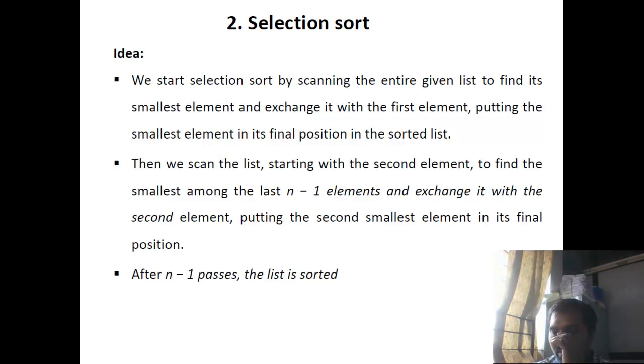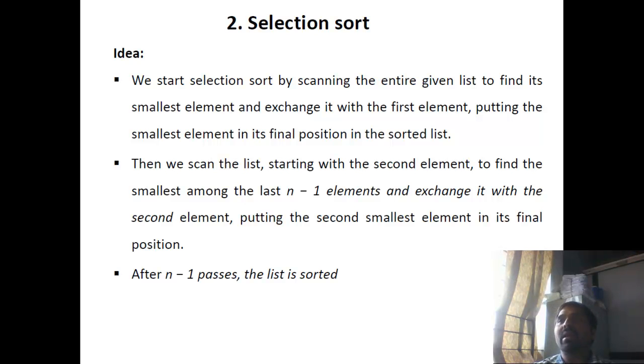Now we are going to discuss selection sort. In selection sort, we start by scanning the entire given list to find its smallest element and exchange it with the first element, putting the smallest element in its final position in the sorted list. So the main aim of selection sort is to scan the entire list to find the smallest element first, then put it in the proper position of the list.